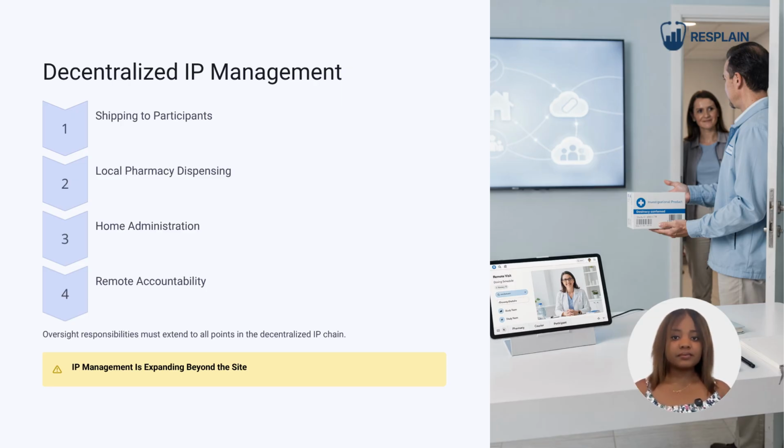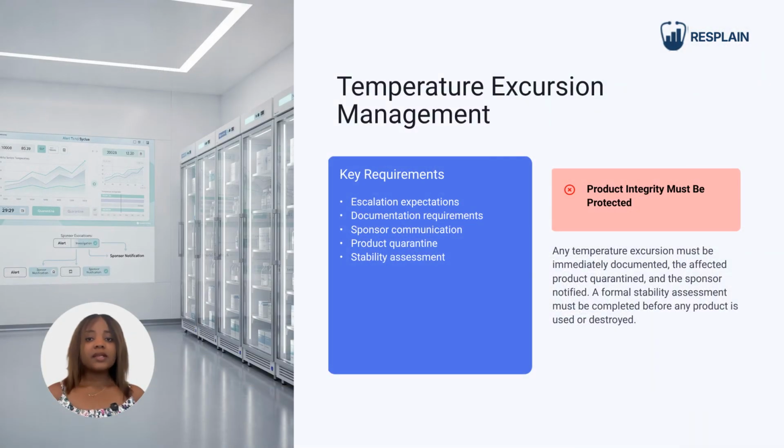Auditors may evaluate how shipment integrity was maintained, participant identity was verified, storage conditions were monitored, accountability was documented, and participant safety was protected throughout remote activities. Home administration and decentralized dispensing also increase the importance of participant education, communication workflows, and documentation accuracy. Sites should therefore be prepared to explain how oversight was maintained when investigational product activities occurred outside the traditional research site environment. Temperature excursions continue to represent a major audit and inspection risk area within clinical research operations.